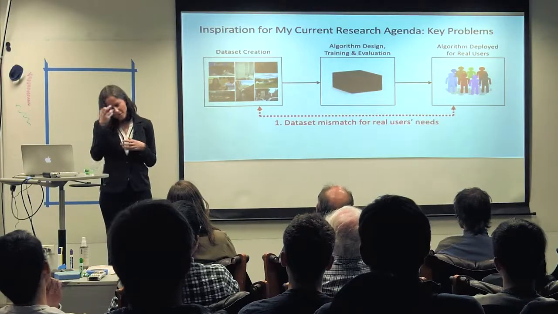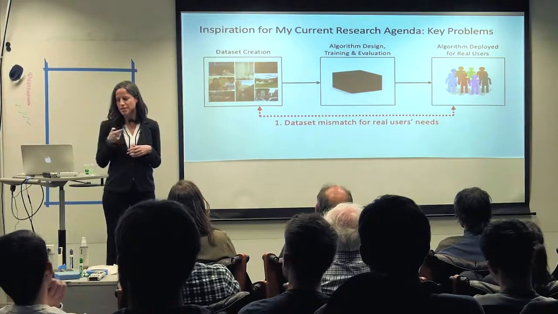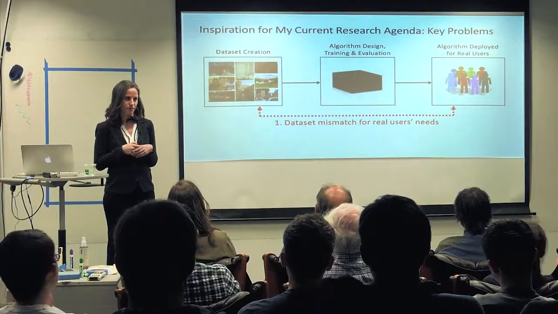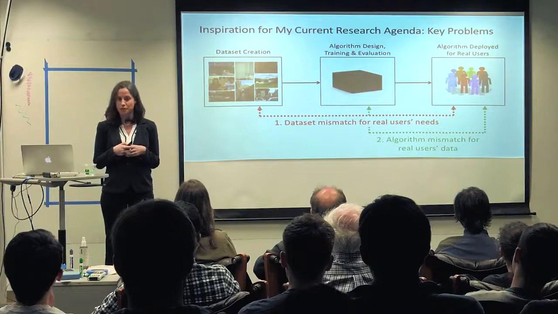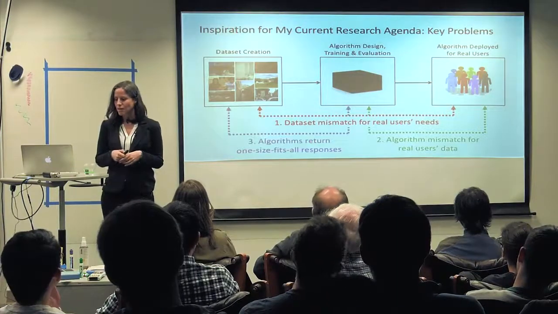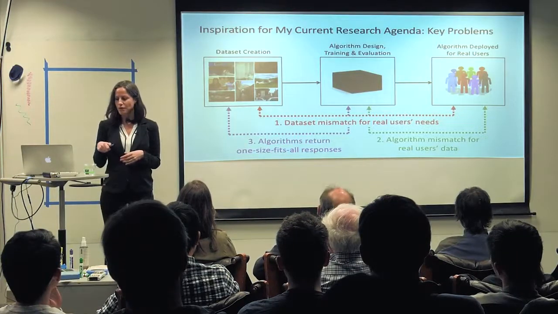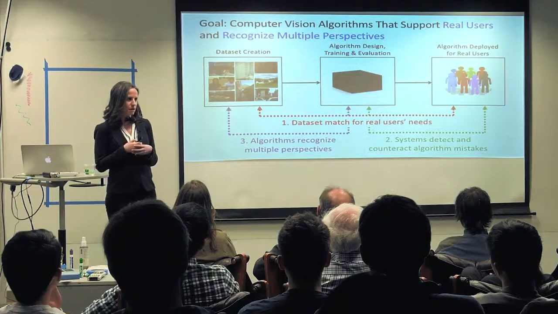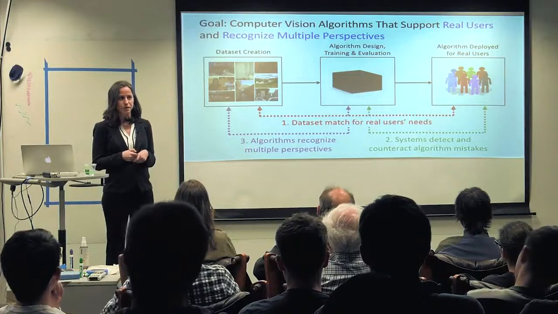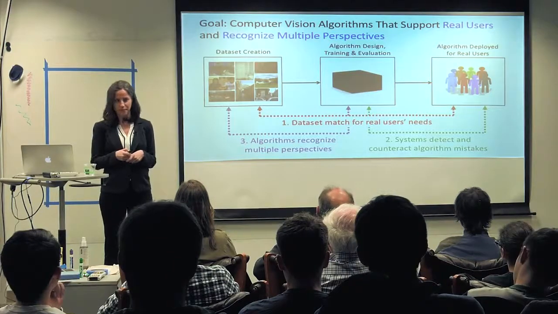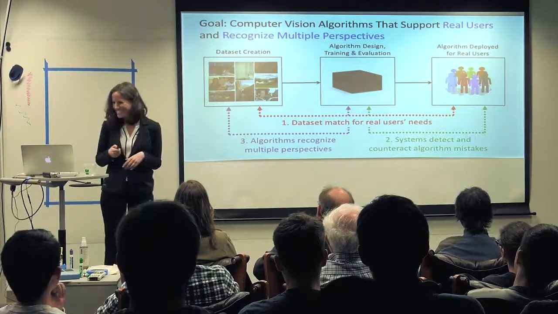In my team's research, we largely focus on 3 key problems. The first is that there's a data set mismatch for real users' needs. The second is that there's also often an algorithm mismatch for real users' data. And the third is that algorithms return one-size-fits-all responses. And so the goal for my team is largely thinking about how do you design computer vision algorithms that support real users and recognize multiple perspectives. So I would like to spend the rest of my talk on these ideas.